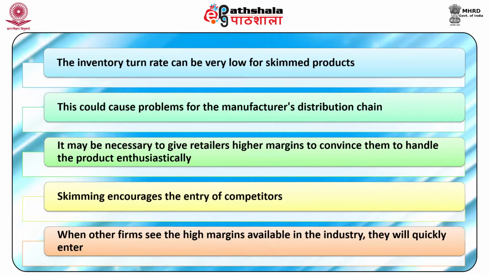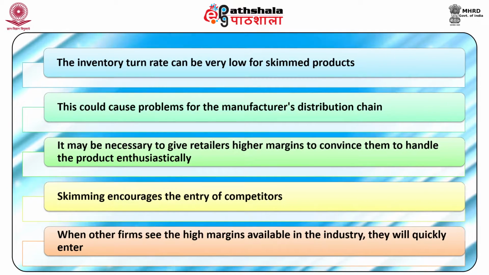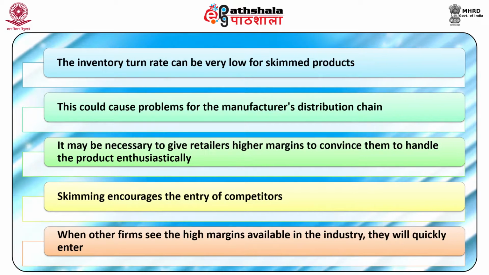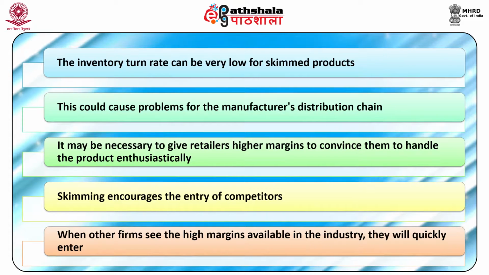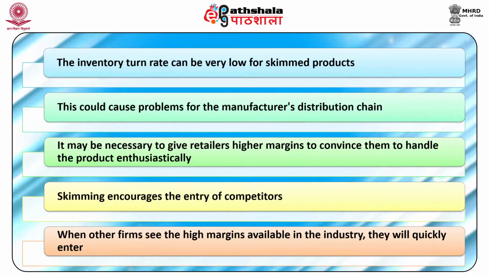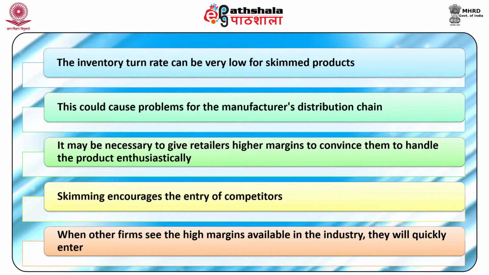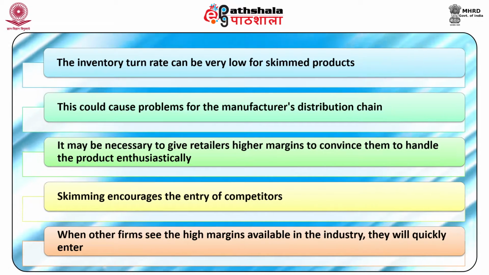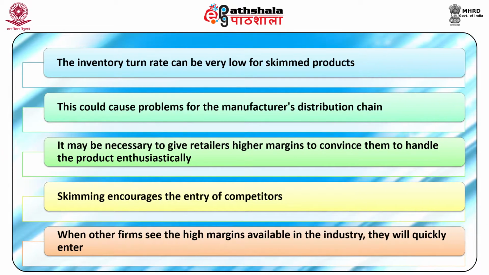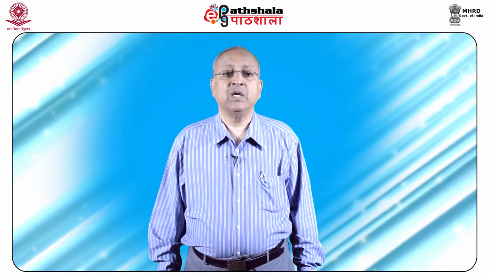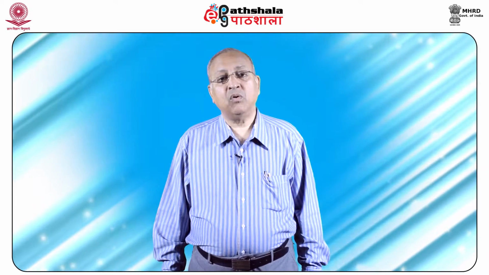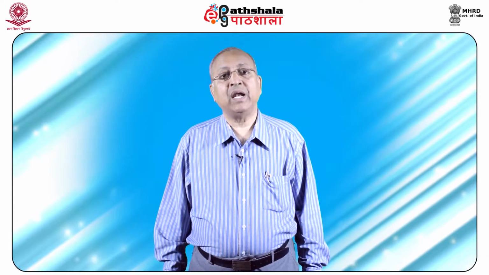The inventory turn rate, the turnover rate, can be very low for skimmed products. This could cause a problem for the manufacturer's distribution chain. It may be necessary to give the retailers higher margins to convince them to handle the product enthusiastically. Skimming encourages the entry of competitors. When other firms see that high margins are available in the industry, then they will quickly enter if it is a competitive industry.